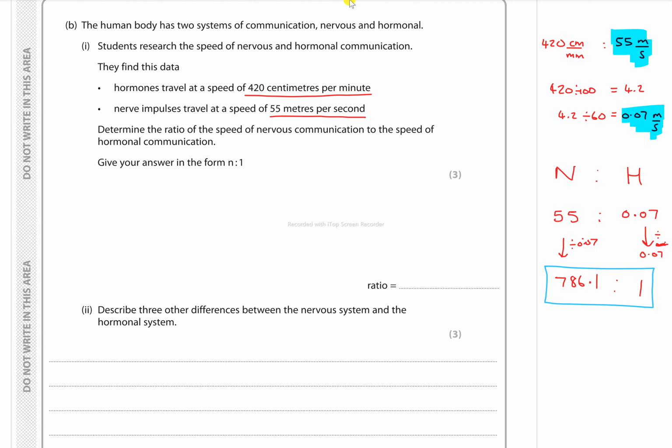There you go. So the answer is 786.1 to 1. Where did I get 786.1 from? Right, I'm being silly. I'm being facetious, whatever that means. Right, done. So we're going to write 786 to 1.